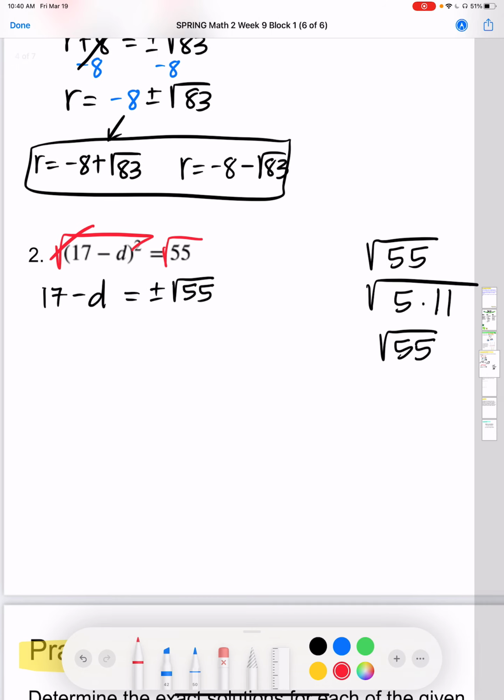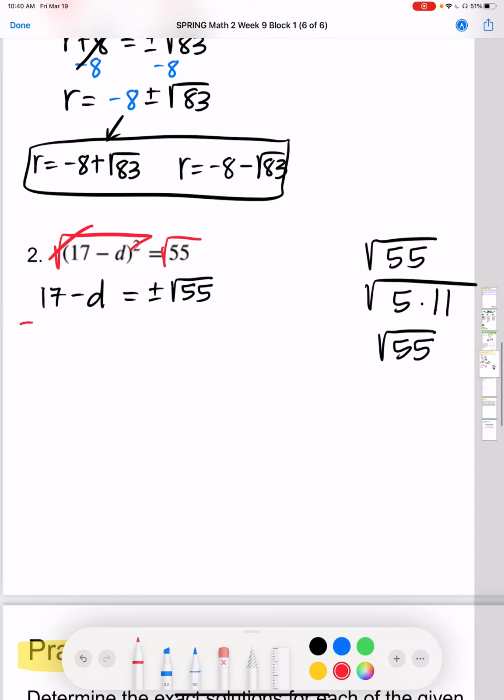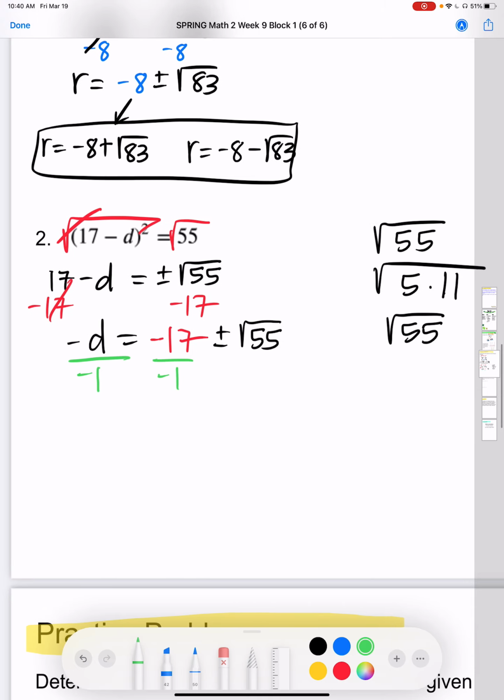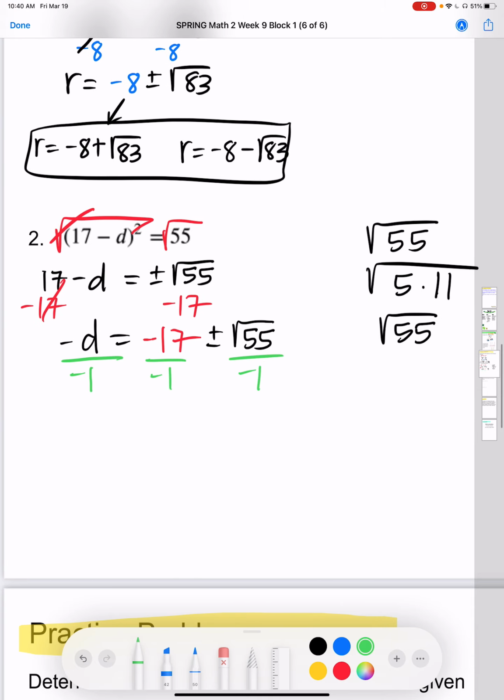From here, again, I'm isolating d. I'm going to subtract the 17 over to the other side. I'm left with negative d equals, write that negative 17 first. You want the plus or minus to be in the middle. Plus or minus the square root of 55. From here, I'm going to divide by negative 1. That's going to allow me to get rid of that negative in front of d. Divide everything by negative 1.